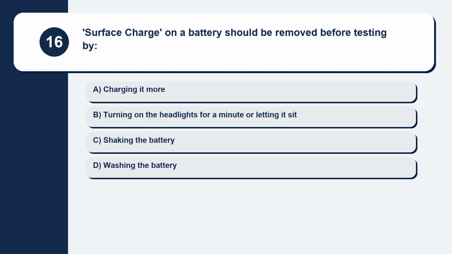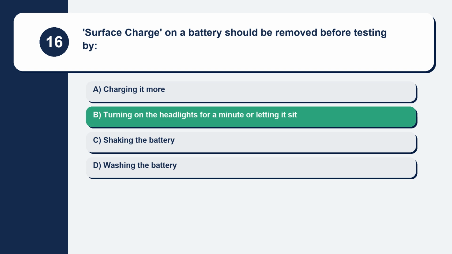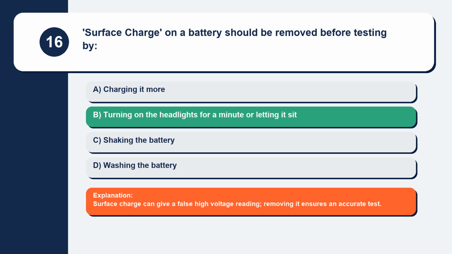Question 16. Surface charge on a battery should be removed before testing by: charging it more, turning on the headlights for a minute or letting it sit, shaking the battery, washing the battery. Surface charge can give a false high voltage reading. Removing it ensures an accurate test.